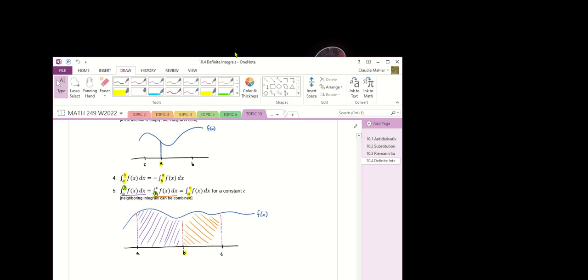I don't know why I moved that. I was thinking that was a PDF, but it's my notes. So let me just put that back here. Sorry about that.